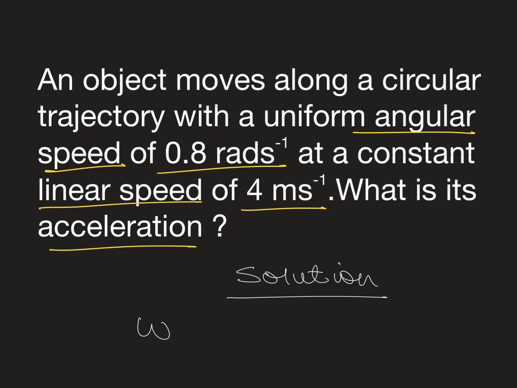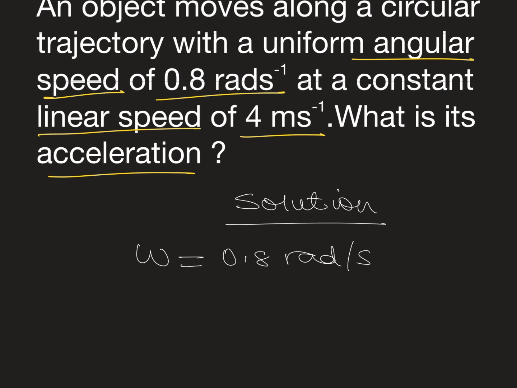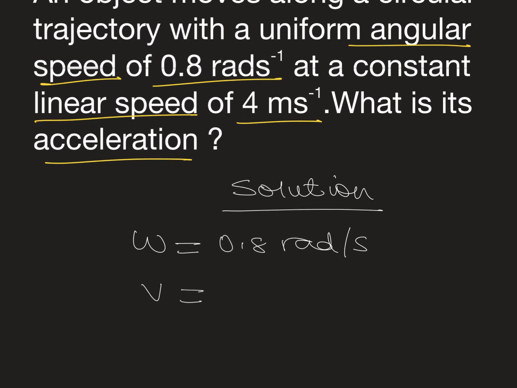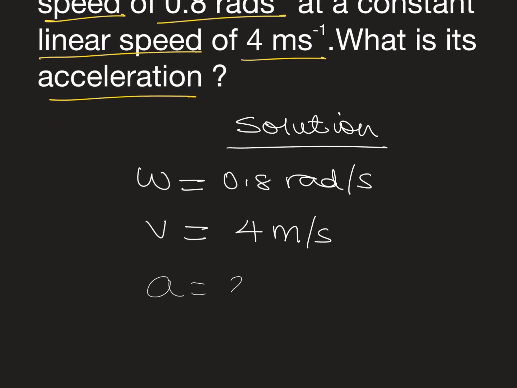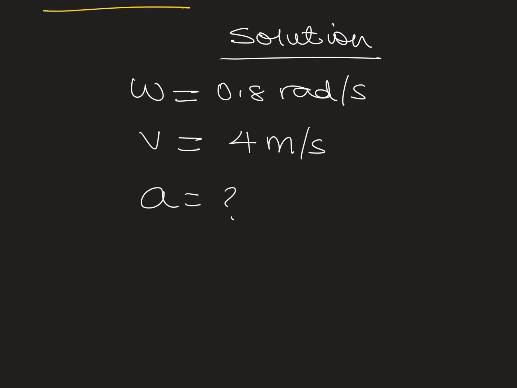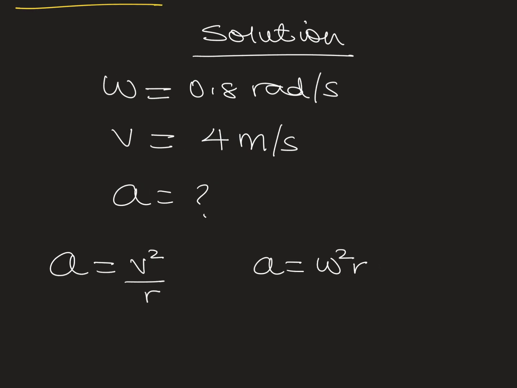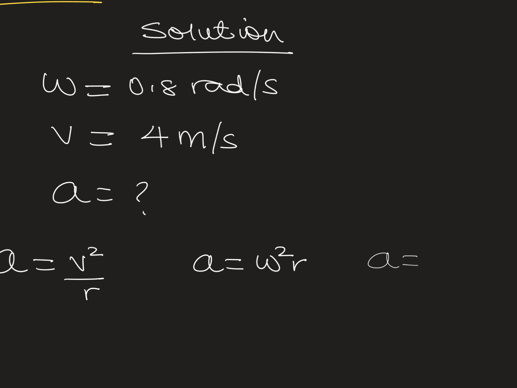The angular speed is 0.8 radians per second. The linear speed is 4 meters per second. We want to find the acceleration. That is the centripetal acceleration. So we know that acceleration is equal to v squared divided by r, or acceleration is equal to omega squared r, or acceleration is equal to the product of the angular velocity and the linear velocity.